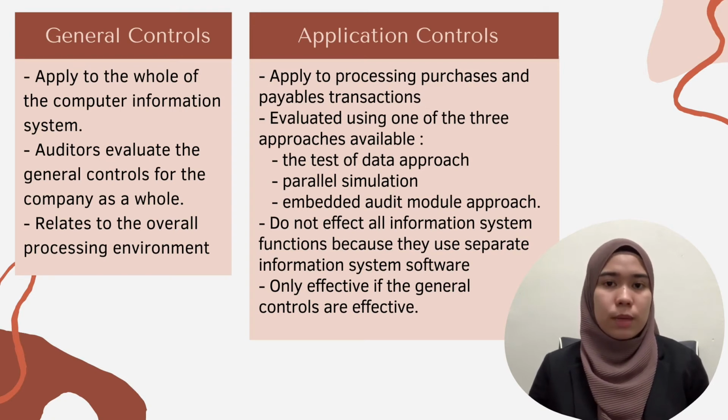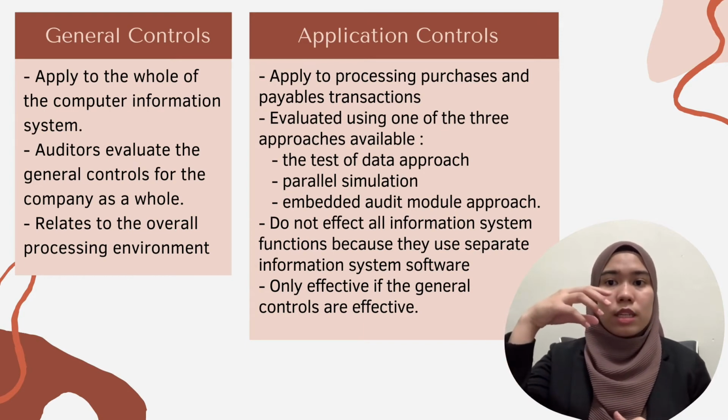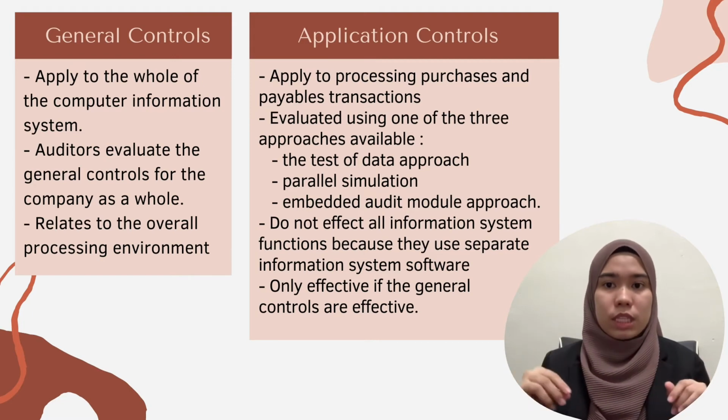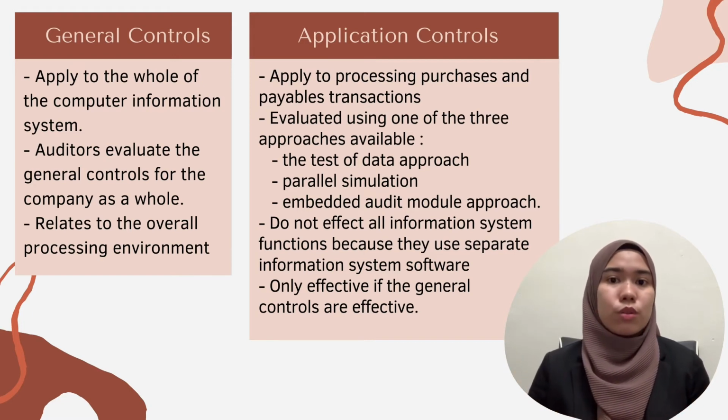Okay, the auditing standard has described two categories of controls for a computer information system, which are general controls and application controls. What is the difference between general controls and application controls? General controls apply to the whole aspect of the computer information system, while application controls only apply to processing purchases and payables transactions. This means that the general control is the big one, and under the general control there will be many application controls. Next, general controls relate to the overall processing environment, while application controls do not affect all information system functions because they use separate information system software.